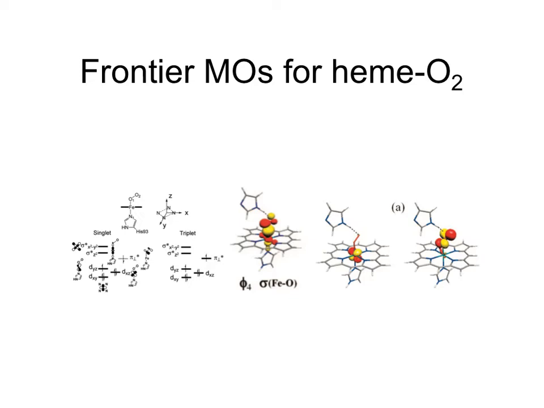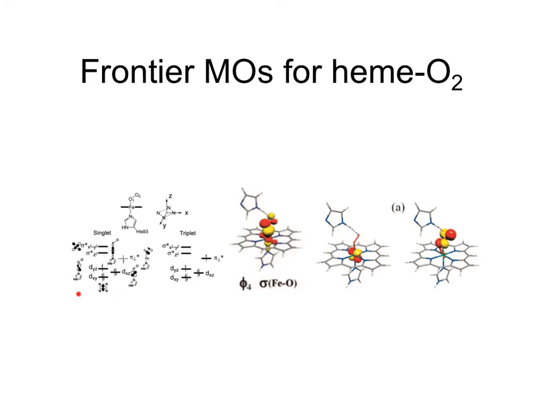I wouldn't expect you to be able to reproduce these types of calculations, but I want you to at least understand what these calculations are showing you, and the textbook goes into a lot more detail. So this is the singlet state where we have paired electrons, and this was calculated at a very high level of theory to be slightly lower in energy than the triplet state, which has 2 unpaired electrons.